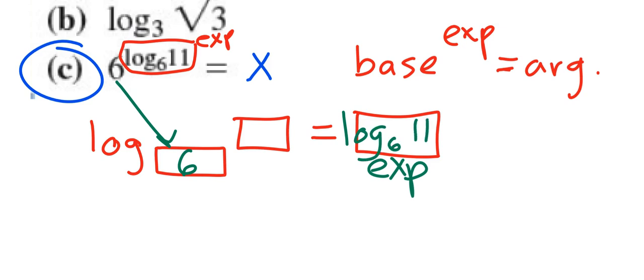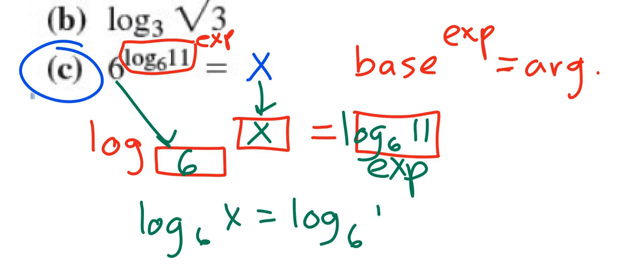Okay, log base 6 of 11 is your exponent, folks. That only leaves one other thing to be put in that other box. Yeah, the x. Now let me rewrite this so that it looks a little nicer. We have log base 6 of x on the left side, and we have log base 6 of 11 on the right side.